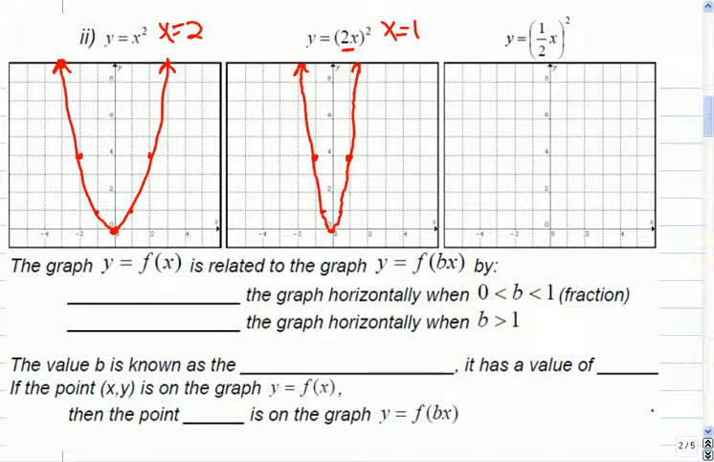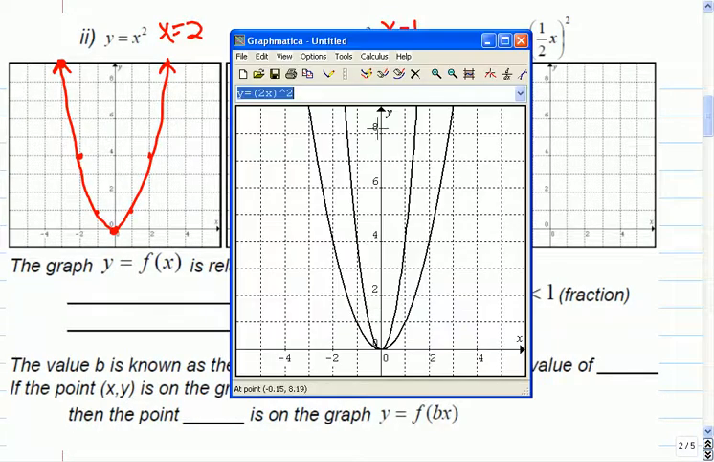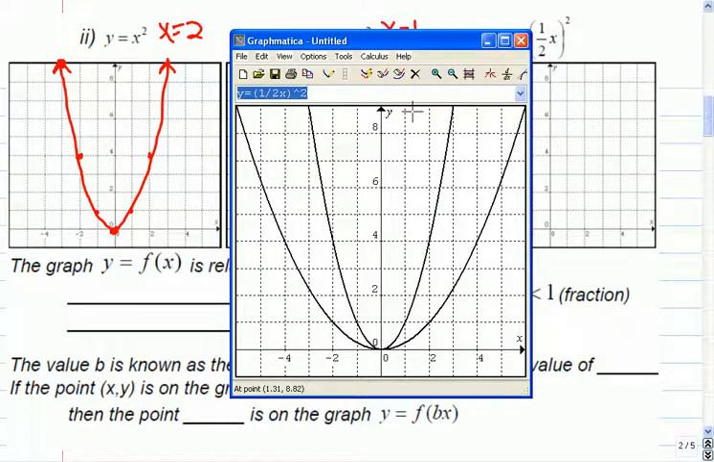Okay, so if we put a half in front of x this time, what do you think is going to happen to it? It's going to stretch out. So how much? By a factor of 2. And you are absolutely correct. So let's take a look. If I put a 1/2 here, okay, the graph just got twice as wide.